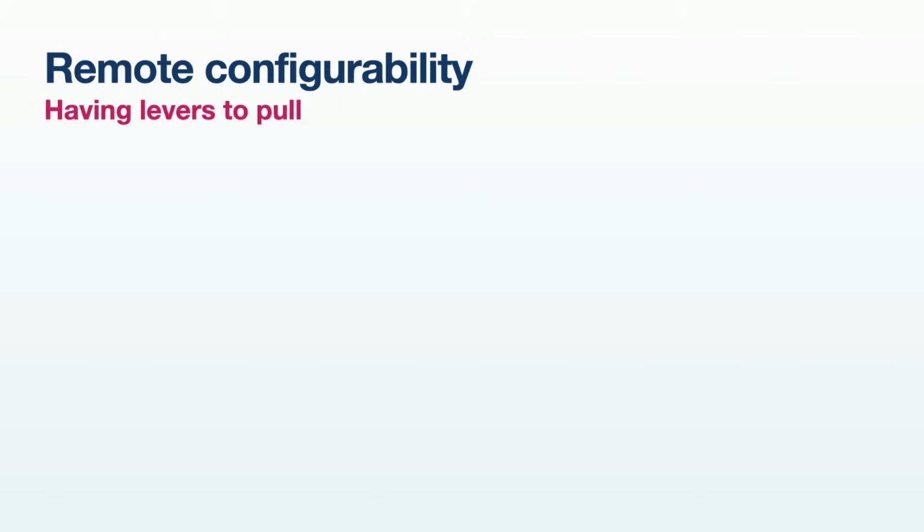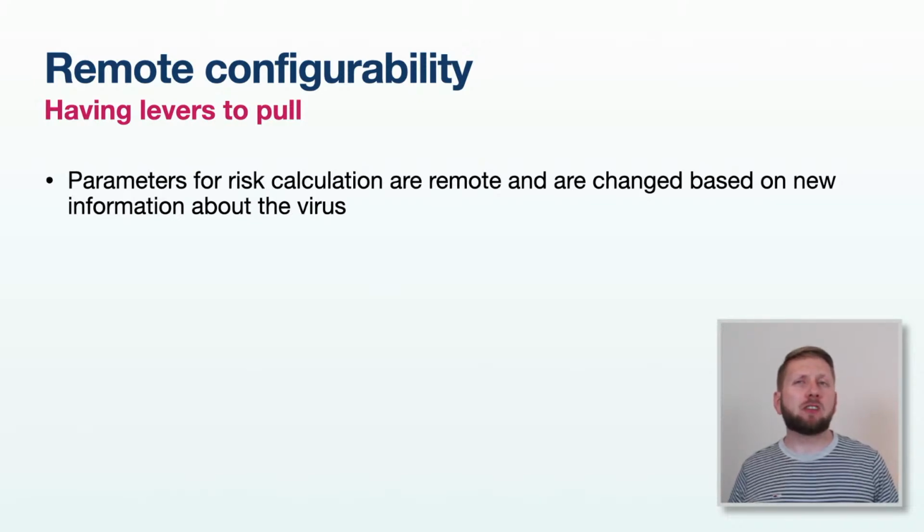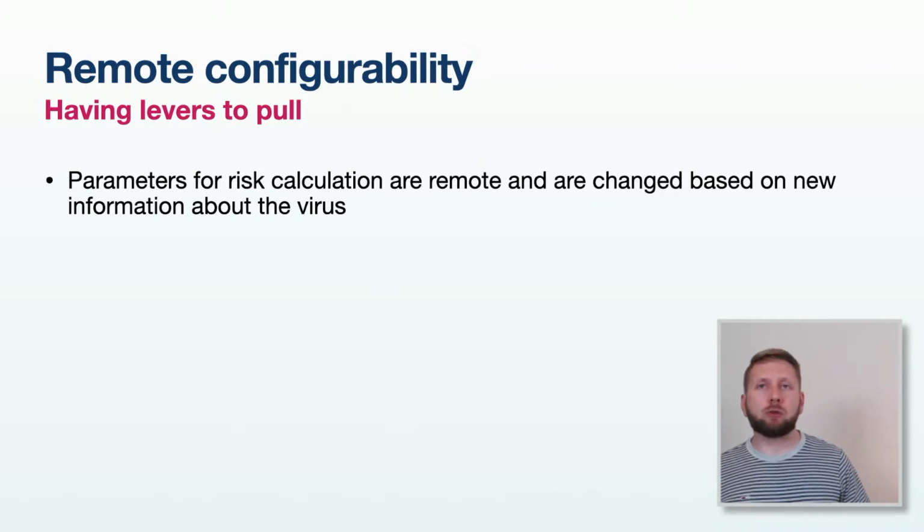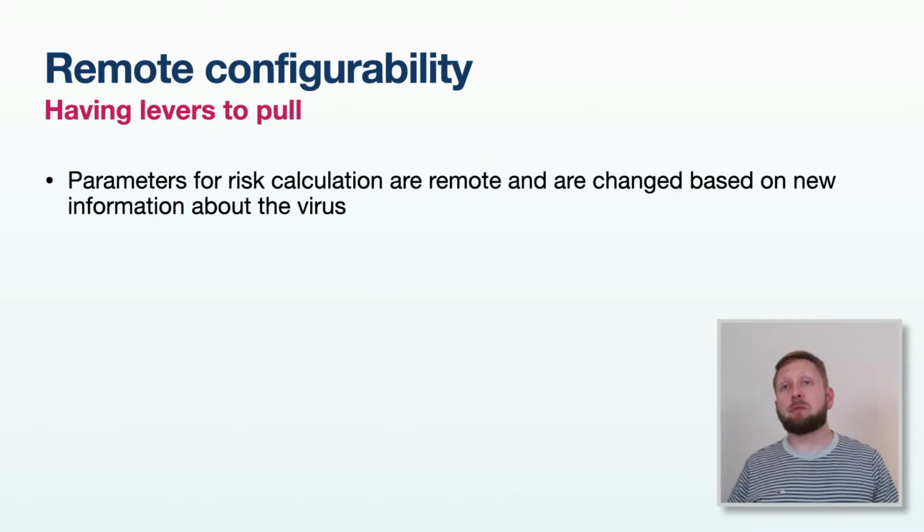Another way we stayed agile is by remote configurability. So with these apps in the wild, we wanted to have some kind of levers to pull, because we didn't have a lot of control over how many people use the app, but we wanted to have some control over the version of the app that was installed and how the app functions. So how the app functions depends for a large part on these parameters for risk calculations. These are the parameters that we use to determine whether a 1.5 meter distance is risky or not, or whether 2 meters is risky. And this information changed, right? So we definitely made these parameters remote via the API right from the start, because we knew that was going to be a dynamic thing.